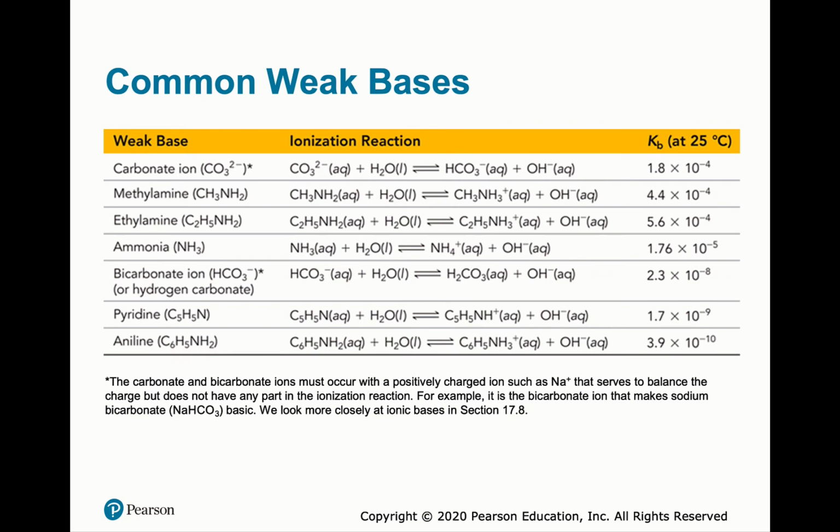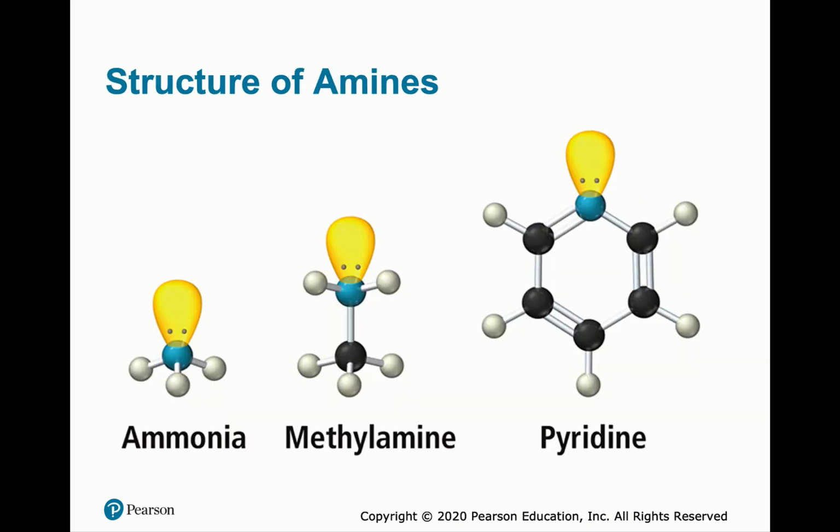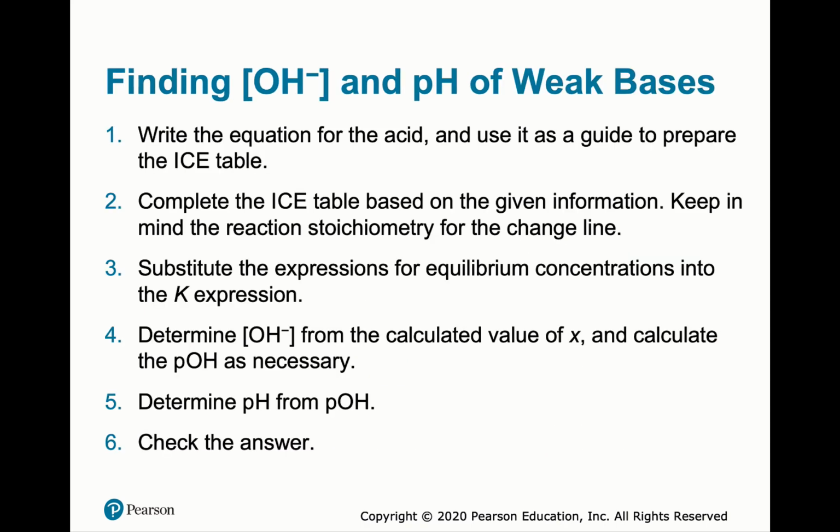So here are some common weak bases that you see, and the relative size of their Kb values there. So, structure of amines. Although ammonia is not really an amine, an amine is a nitrogen-containing organic compound. These are various amines, and they're also weak bases.